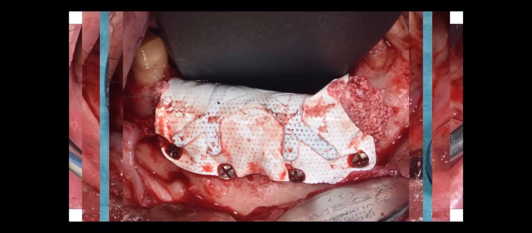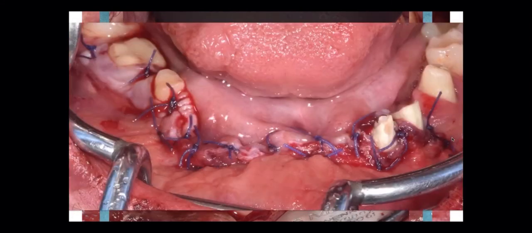We used, in this case, many fixation screws. We used maybe 2 or 3 on the lingual side and 4, as you can see here, on the buccal side. So everything was closed. We must always release our flaps from the buccal and the lingual side, passivate our flaps to be able to close hermetically over our regenerated area.